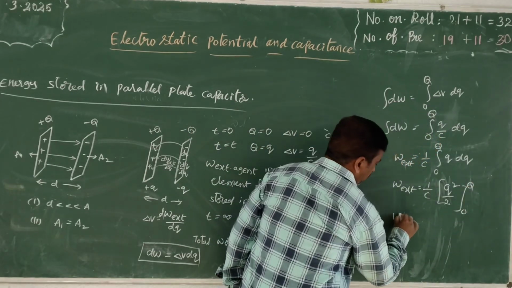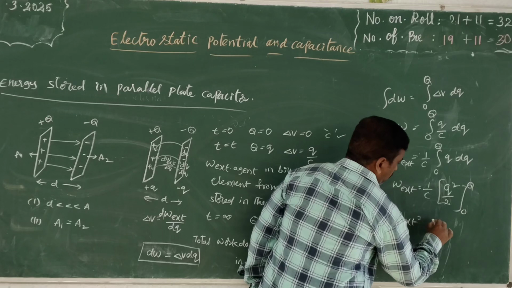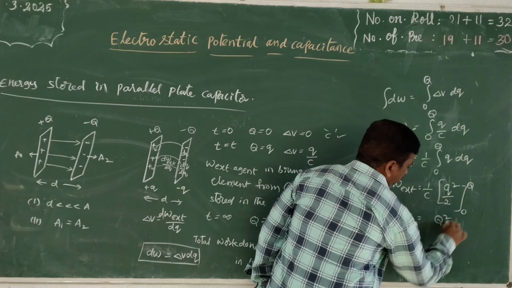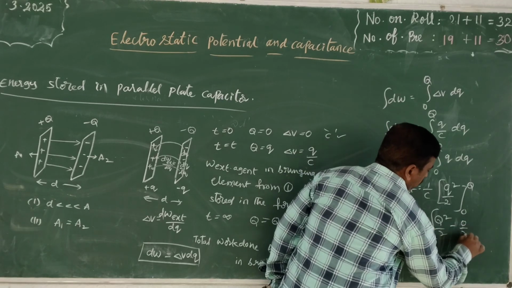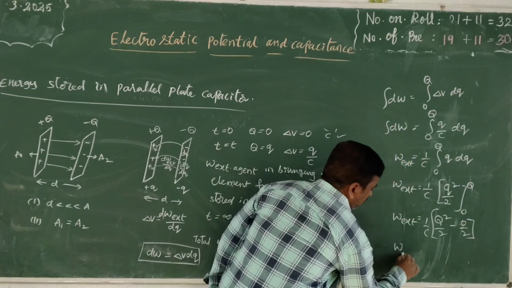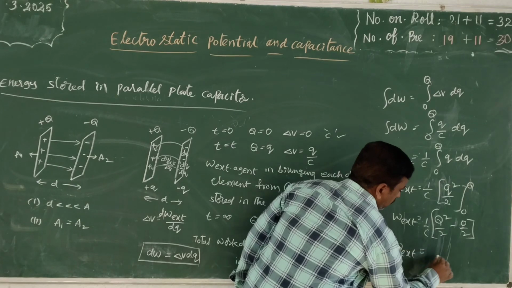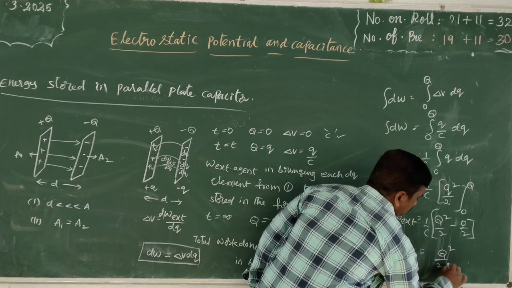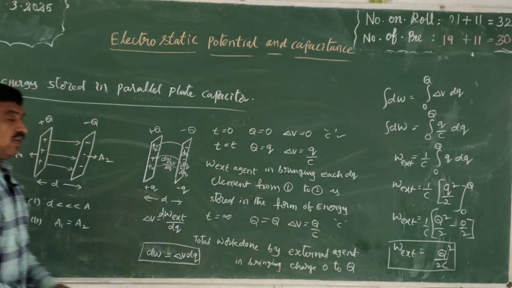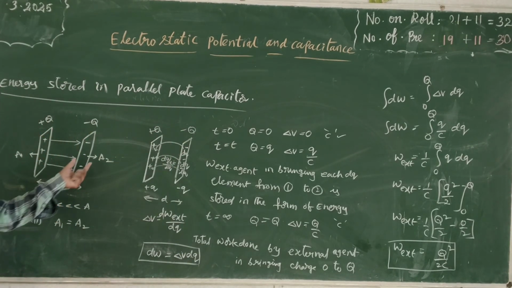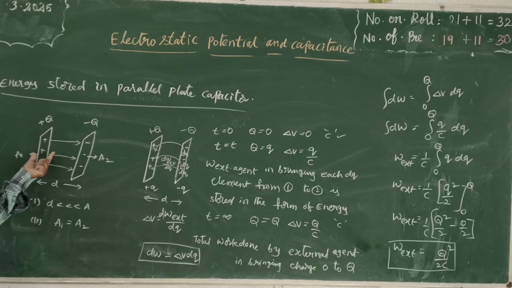So work done by external agent equals q square by 2, with 1 by c common. Now q square by 2 minus 0 by 2. What do we get here? Work done by external agent equals q square by 2c. This is the work done by external agent in bringing each dq charge from one plate to another plate.